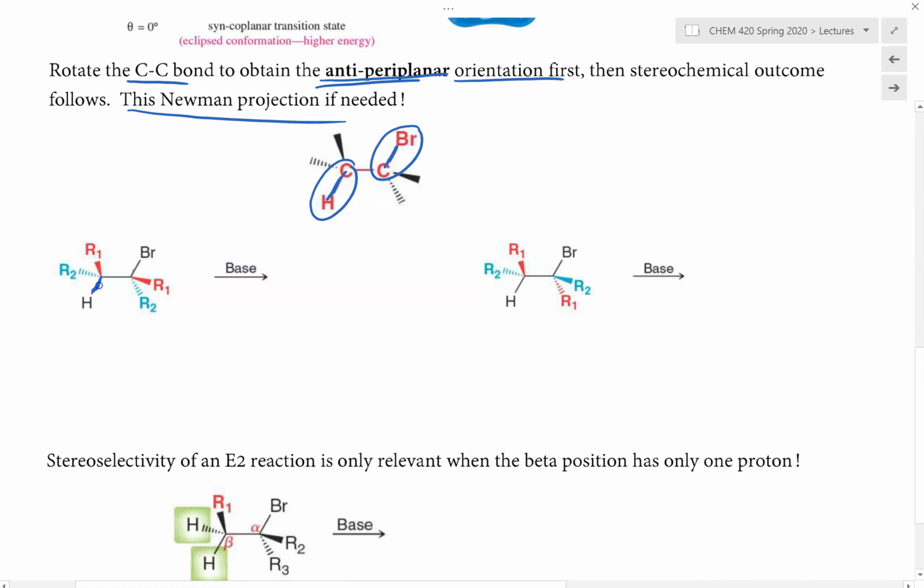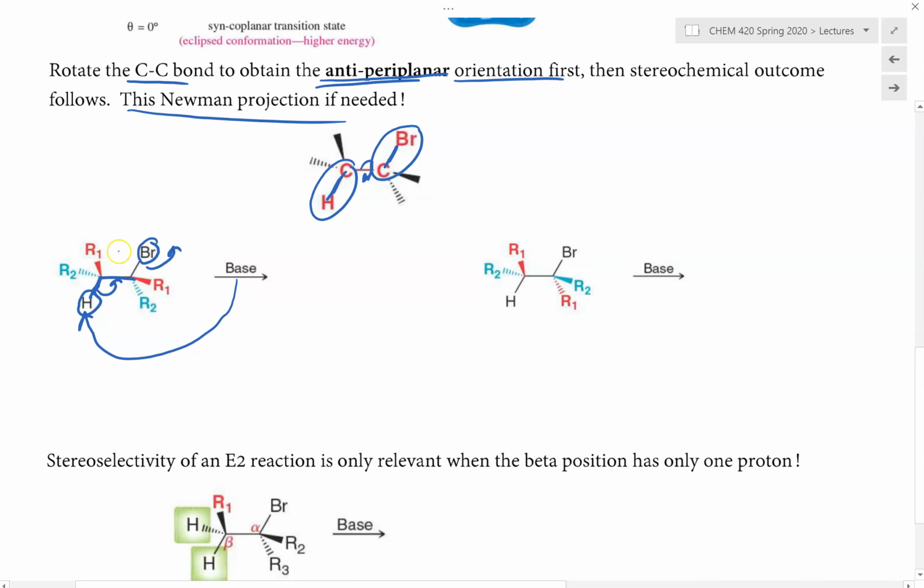And now let's go over a few examples. Again, make sure we rotate on this carbon-carbon bond until this hydrogen and this bromine are opposite to each other. In this case, they are now opposite. Once they're opposite, the base would now be able to come in, pick up this hydrogen, and donate the electron in here and kick out the bromine.